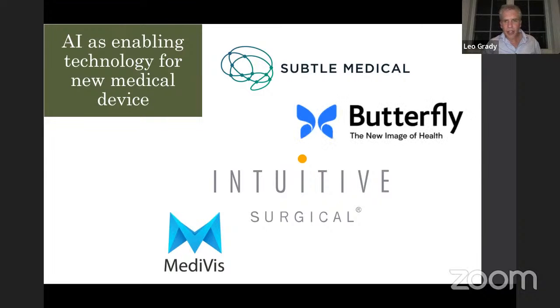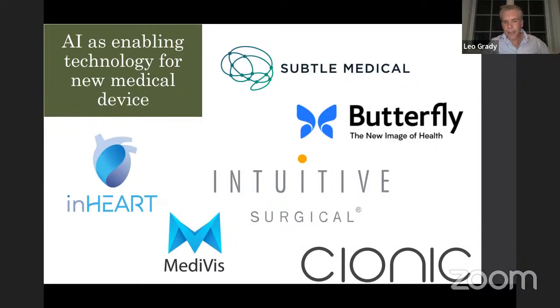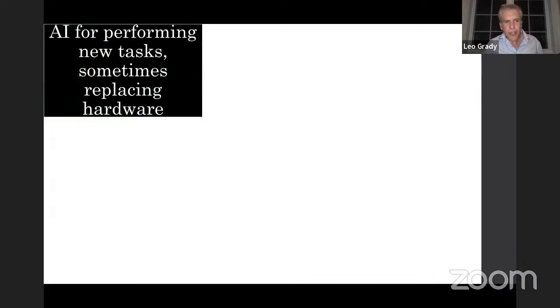Metavis also is a surgical application. Butterfly was able to build a new low-cost ultrasound device using AI as core technology. InHeart for doing invasive catheterization procedures. Psionic is a sleeve that you wear for people who have neurodegenerative disease and can really use AI to help them walk better. So again, these are not robot doctors, these are not robot nurses. This is really, the AI is really under the hood to enable new types of applications and new opportunities, new medical devices. And there's a fourth group that I think of, which is AI for performing new tasks and sometimes replacing hardware.